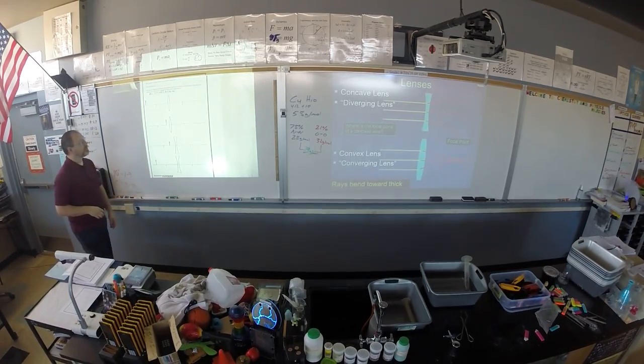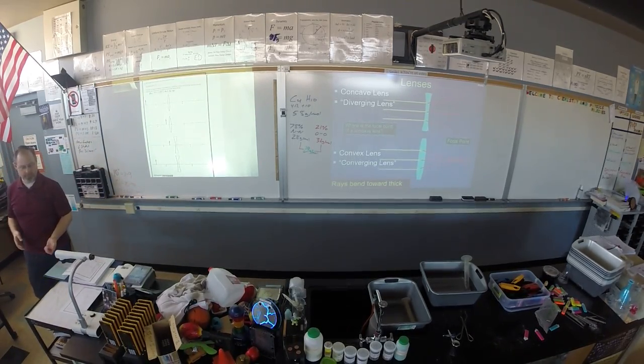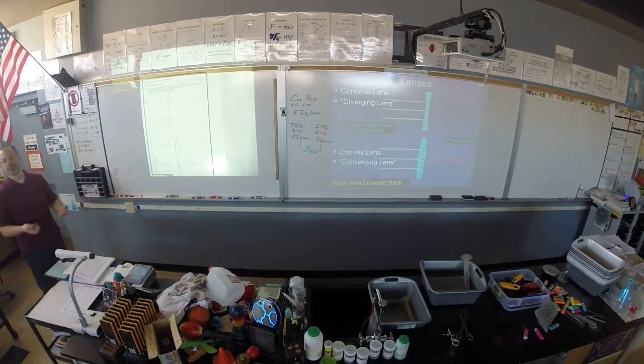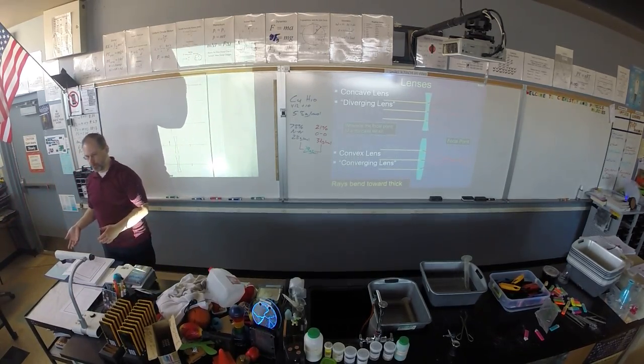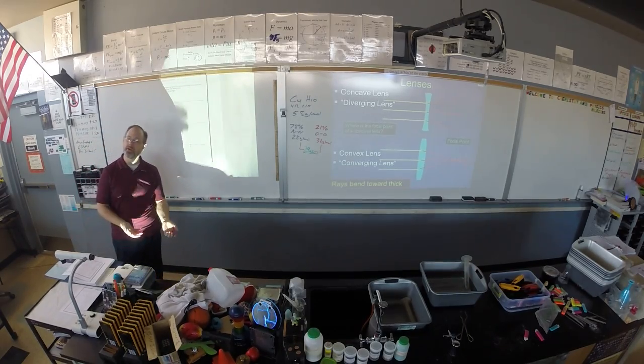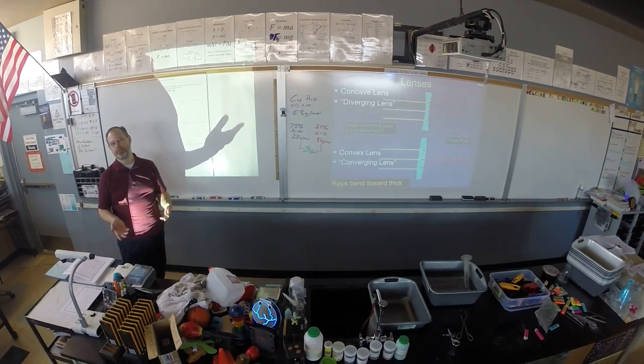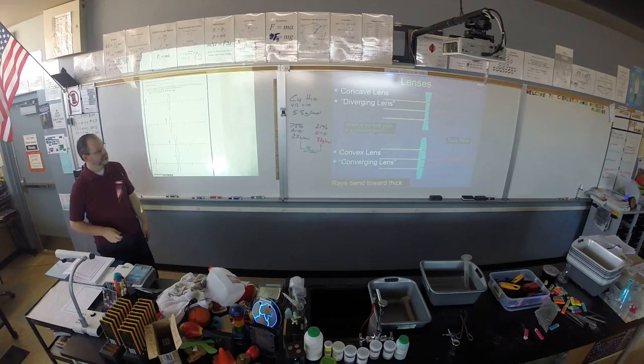With lenses, you don't have a center of curvature, but what you do have is a virtual focal point. You have a real focal point and you have a virtual focal point. Or you have a primary focal point and you have a secondary focal point. That's where lenses get a little strange.